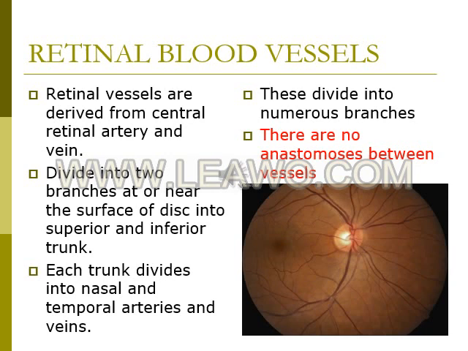The retinal vessels are derived from the central retinal artery and vein. They divide into two branches at or near the surface of the disc into superior and inferior trunk, and each trunk divides into nasal and temporal arteries and veins, which further divide into numerous branches. There are no anastomoses between the vessels.